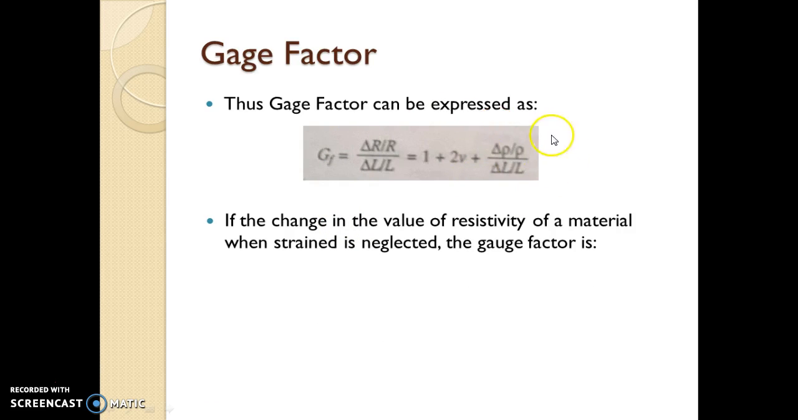Now if you neglect the change in resistance because of change in value of resistivity of a material, which is usually very, very small, the formula for gauge factor is this.